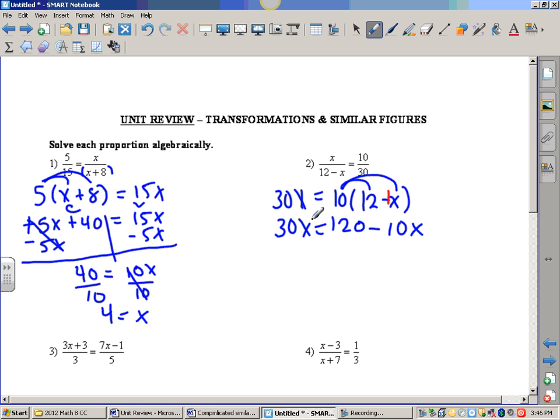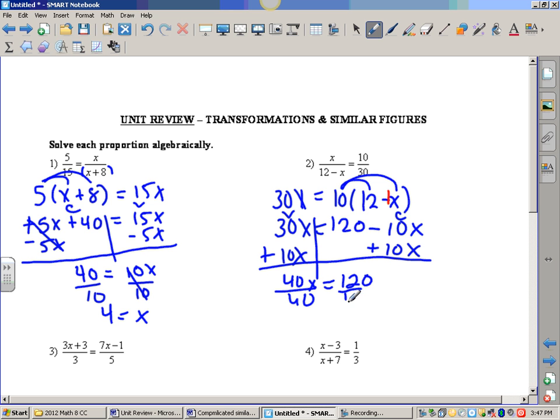The x tags along. Again, variables on both sides. 30 is bigger than the negative 10, so constants only. Negative 10 gets kicked out by adding 10. They're like terms. 40x equals 120. They're connected by multiplication, so you do division. And you get x equals 3.